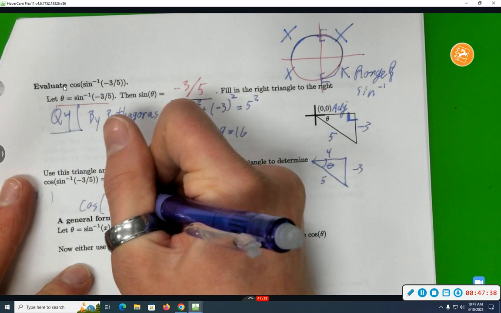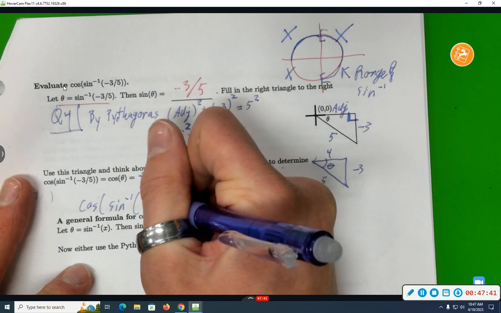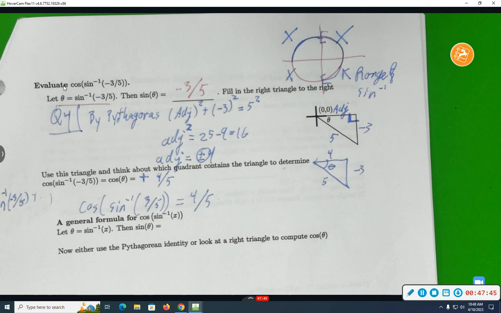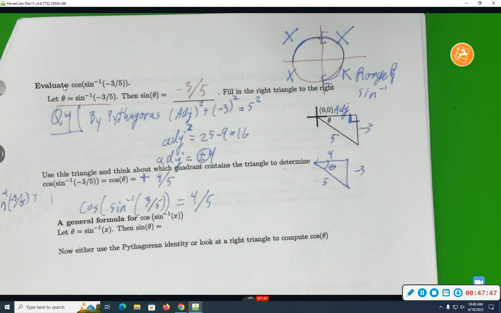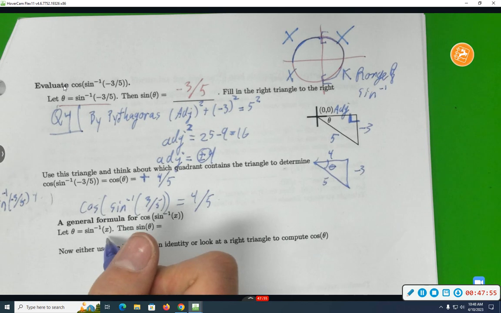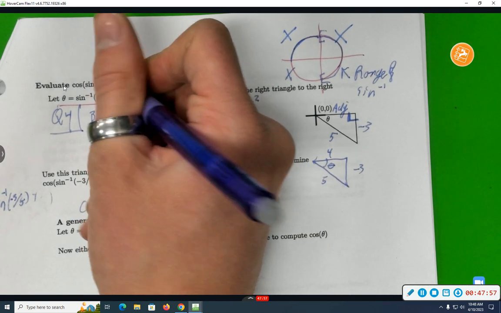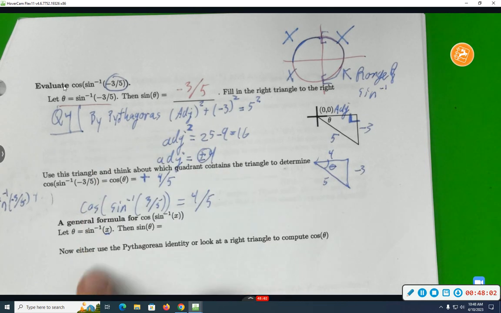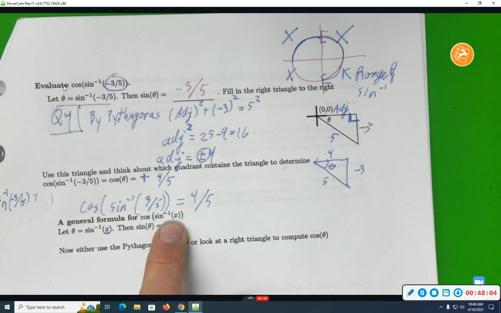Cosine of sine inverse of 3/5 is 4/5, because we wanted the cosine of this angle. Cool. So, let's now try to do this in more generality. Basically, I'm just going to replace this 3/5 with a variable. So let's replace it with x and compute the cosine of the inverse sine of x.